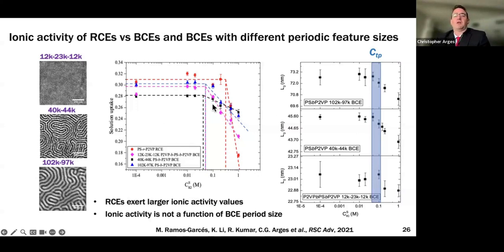However, for the random copolymer electrolytes, that transition point occurred much later. That had a much larger activity within the film. And that jives with what we showed earlier from the activity coefficient values we determined from where we measured the concentration of ions within the film for a given solution concentration it was exposed to.